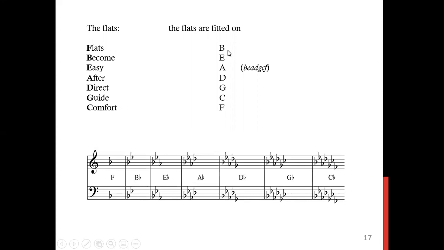And these flats are also fitted on lines and spaces. The other one I said, I used FCG Daheb to know where they fit. But for these ones, where the flats fit on, let me say BEAD, okay? Some of us know BEAD. Africans use beads, isn't it? So I would say BEAD GCF. If I have one flat, it's fitted on B. If I have two flats, it's fitted on B and E. If I have five flats, it is BEAD G. If I have seven flats, BEAD GCF.